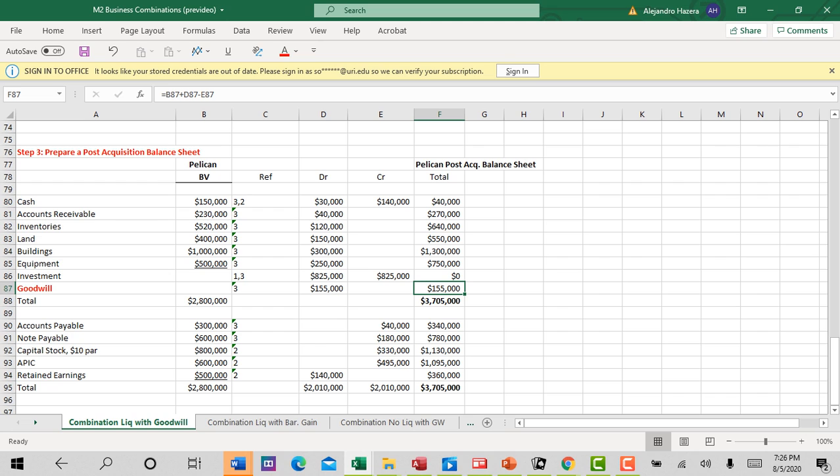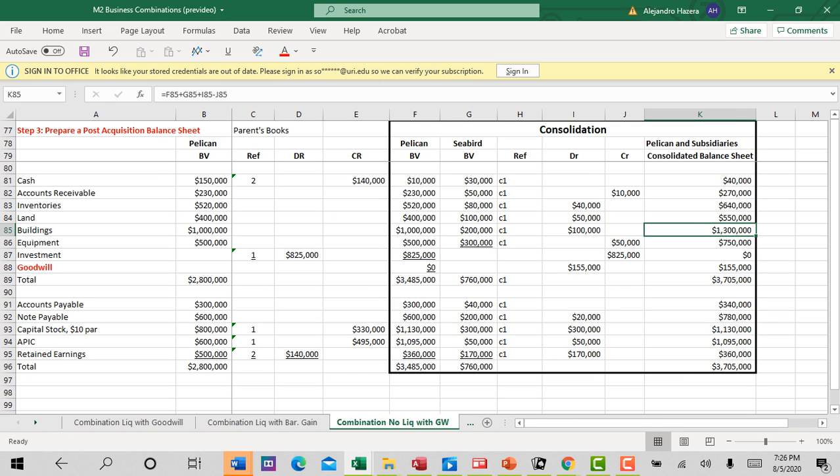And the reason is, here we're adding all the numbers because we're bringing over the entire asset. Here we have two companies, one with book values, and if we take the book values and add the fair market value adjustment, we end up with fair market values. In essence, the consolidation takes the place of the liquidation entry.